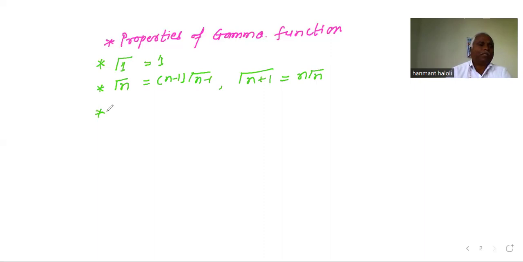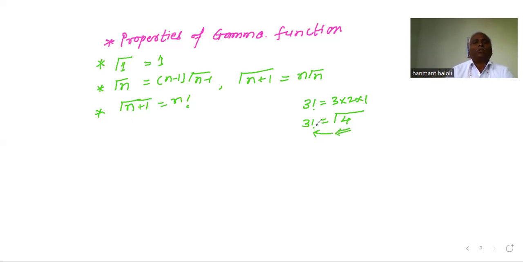Next, the value of gamma n plus 1 in terms of factorial is equal to n factorial. For example, 3 factorial is 3 into 2 into 1, and this can also be written in terms of the gamma function as gamma of 4. While converting gamma into factorial form, you reduce the number by one. That is, gamma of n plus 1 is equal to n factorial.